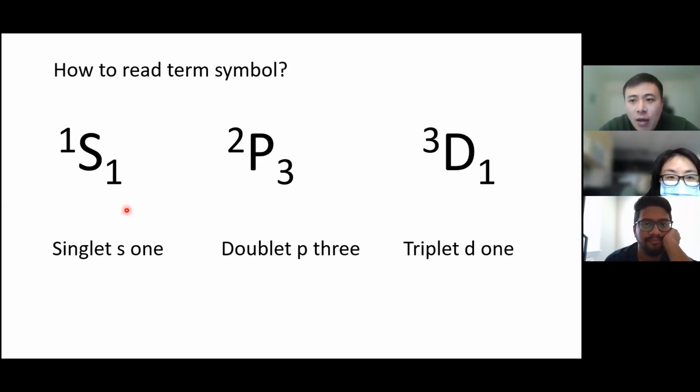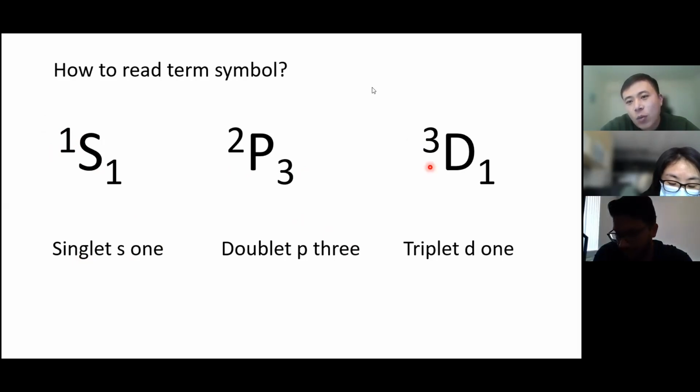And so you see, the only a little bit professional part is this part. So in spectroscopy, we talk about the singlet, doublet, or triplet. So this is a singlet S1. This is the doublet P3, and this is a triplet D1. Okay.